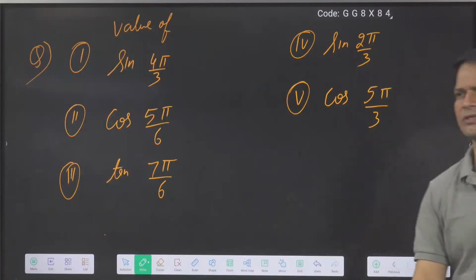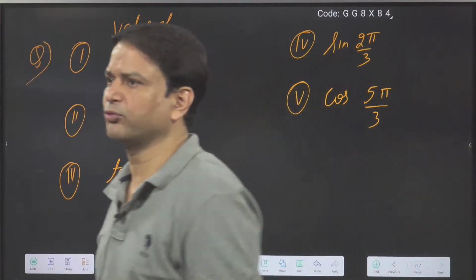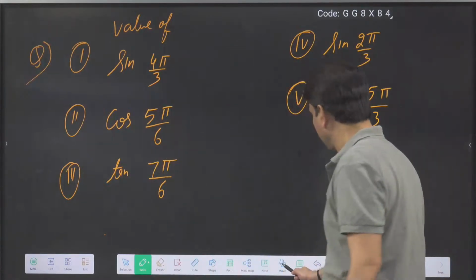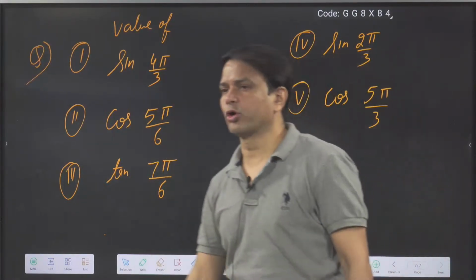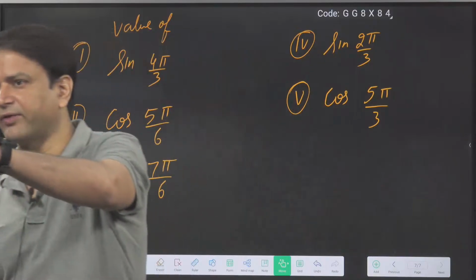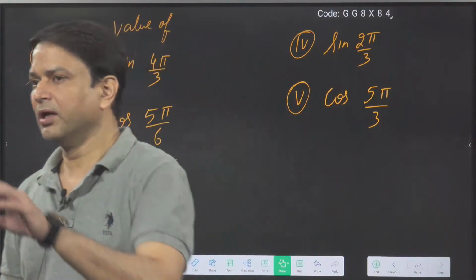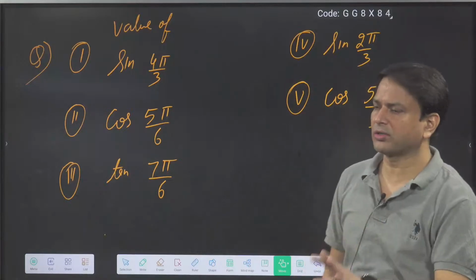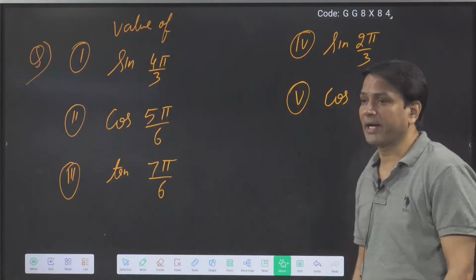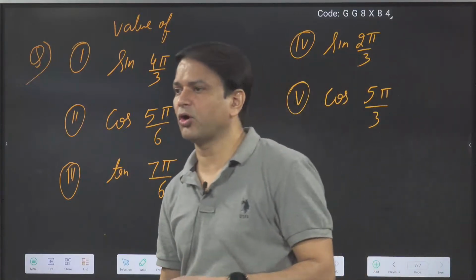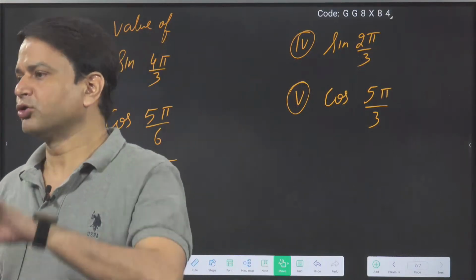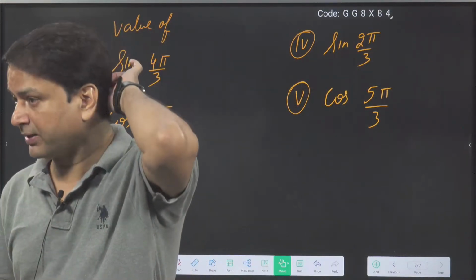Okay, these four questions I have given. We have to find the values of all these. Okay, so first, sine 4 pi by 3. When you see an angle like 4 pi by 3, everybody knows 4 pi by 3 is more than pi, because 4 by 3 is more than 1. So 4 pi by 3 is more than pi.